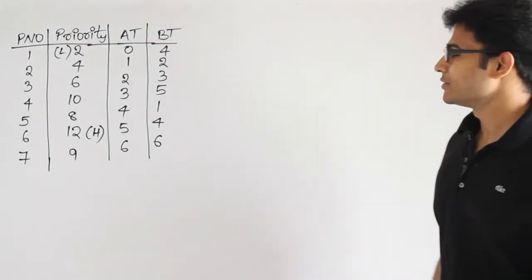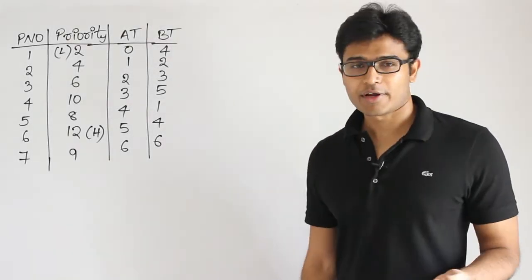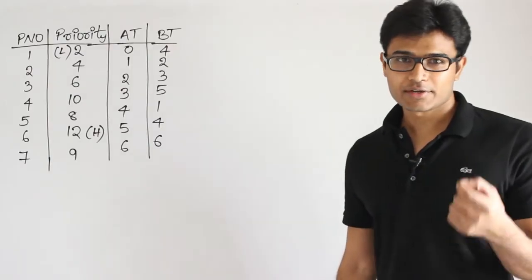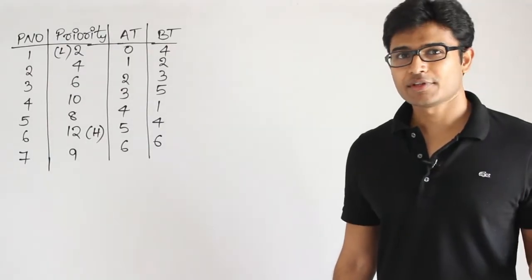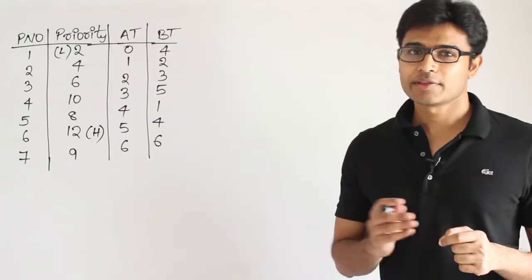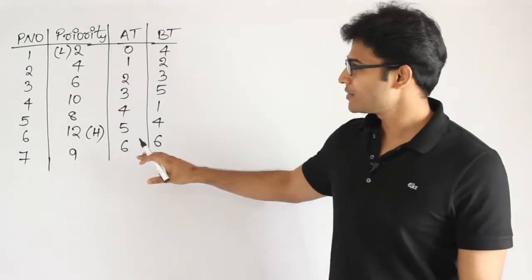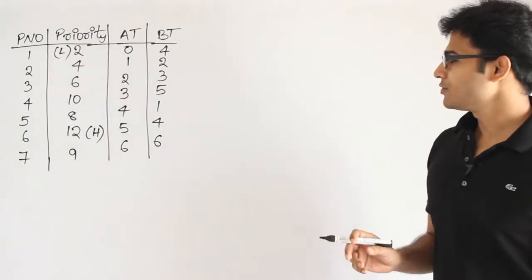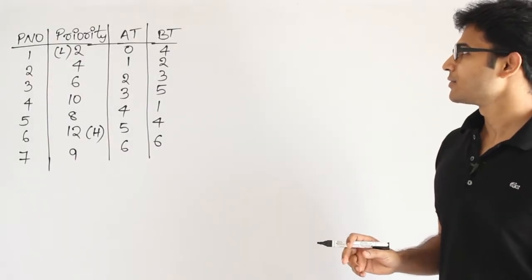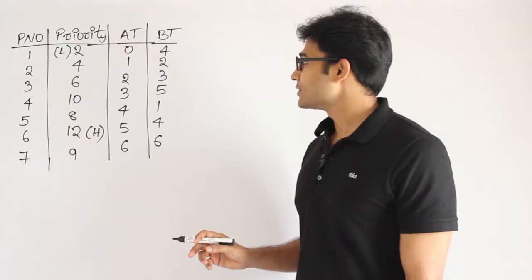Now let's see the non-preemptive version of this priority. Here, once we take a process which has the highest priority, we are going to run it till completion without any preemption. So now it is a priority based algorithm where we are going to see non-preemption.